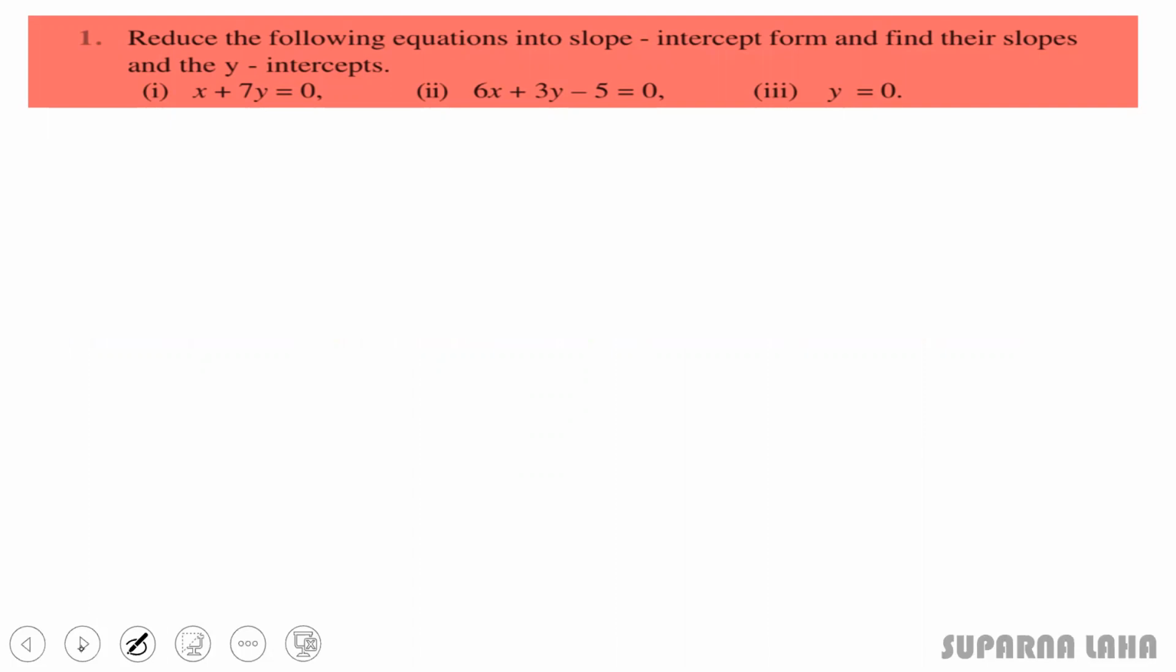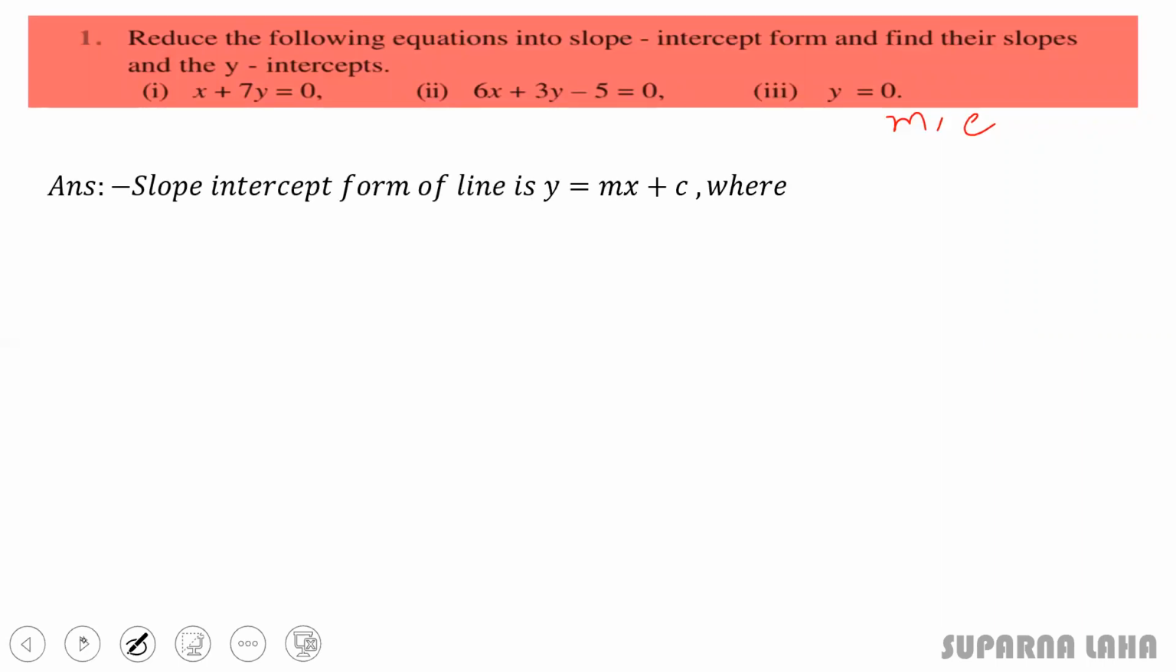Reduce the following equations into slope-intercept form and find their slopes and y-intercepts. My first question to you is: what is the slope-intercept form? If the slope is m and the y-intercept is c, then the slope-intercept form of the straight line is given by y equals mx plus c.